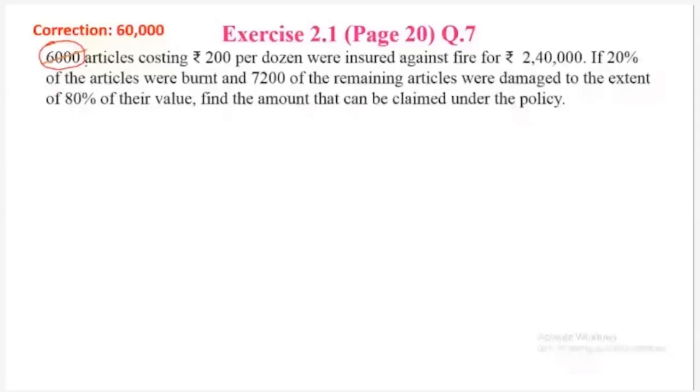It is 60,000 articles costing rupees 200 per dozen. 60,000 articles are there. And what is their cost? Rupees 200 per dozen. Dear students, how are you going to write 200 per dozen? I've told you something. Mathematically, how do you write this? Rupees 200 per dozen.